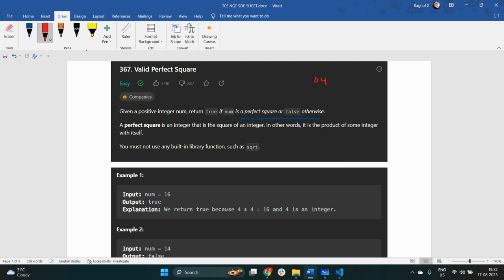Yes, why? Because the square root of 64 is 8, which is a whole integer. A perfect square is an integer that is the square of an integer. In other words, it is a product of some integer with itself. Yes, 8 times 8 is equal to 64. And it is advised that you must not use any built-in library functions such as sqrt.